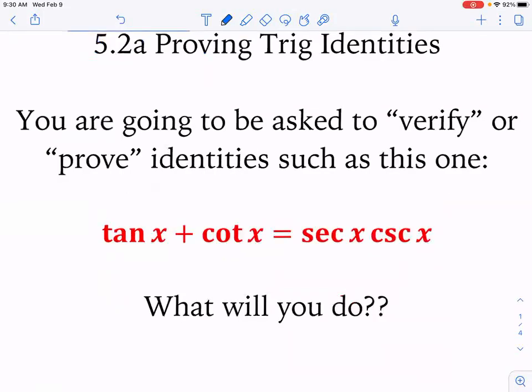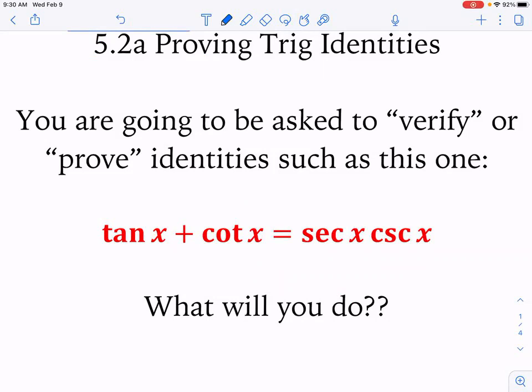Okay, look at what I have written in red. What's the difference between this and what you were seeing in your homework last night? There's an equal sign. Okay, so this is what we are doing today. We are going to verify or prove identities. Okay, I want you to verify to me that this equals this.